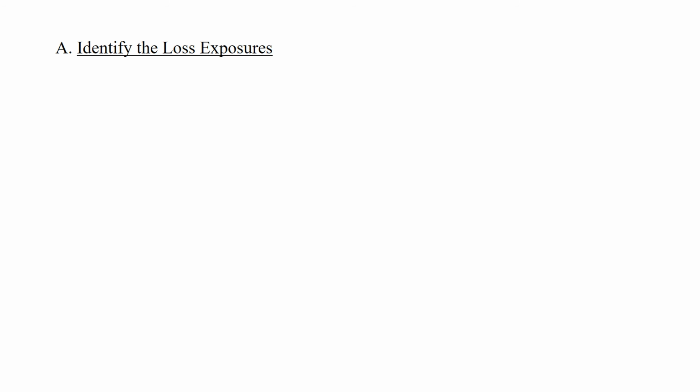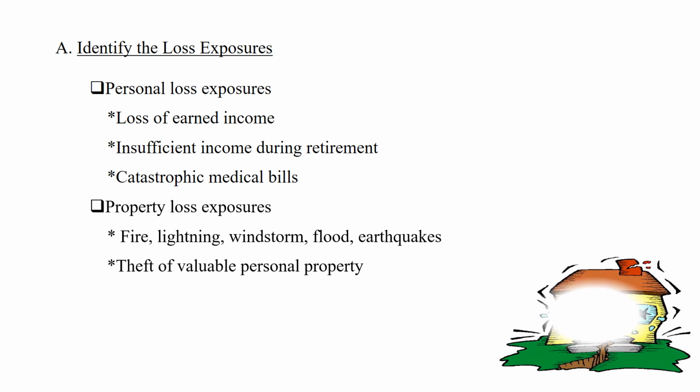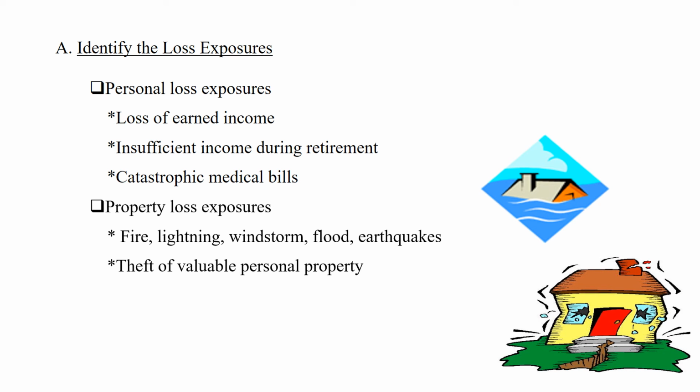Identify the loss exposures. Basically, the loss exposures can be divided into 3 groups. Okay, first group, personal loss exposures. As we mentioned earlier, loss of an income, insufficient income during retirement, and catastrophic medical bills are personal loss exposures. The second group, property loss exposures. Okay. Again, your car or your house may be damaged by a fire or by a flood.